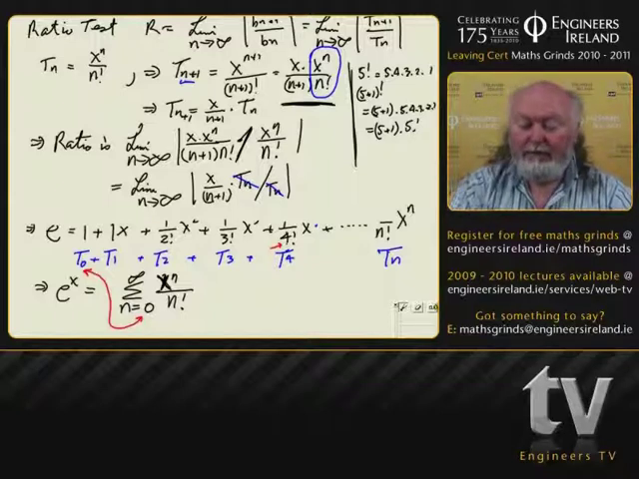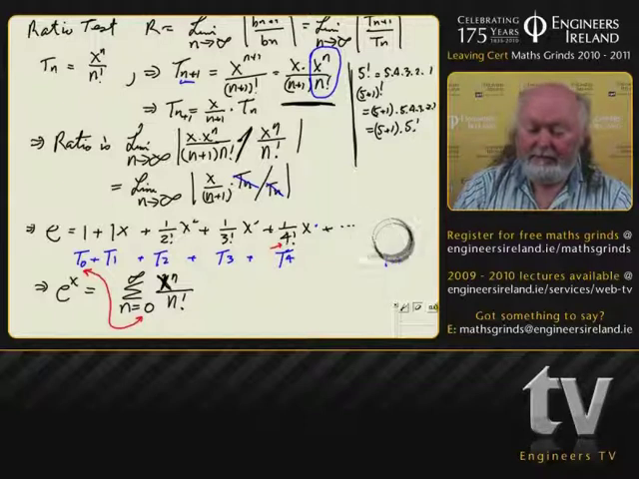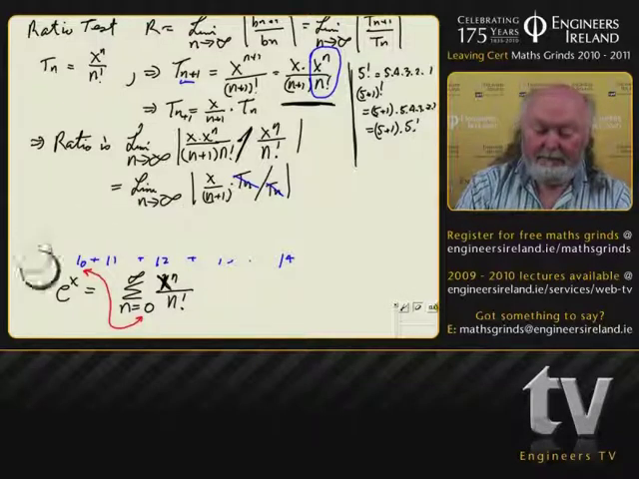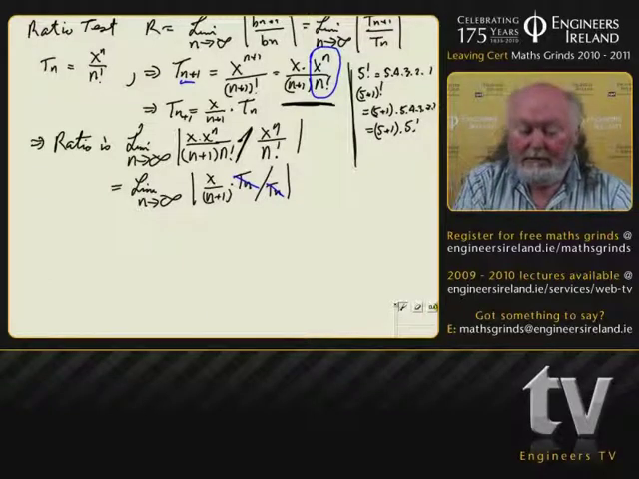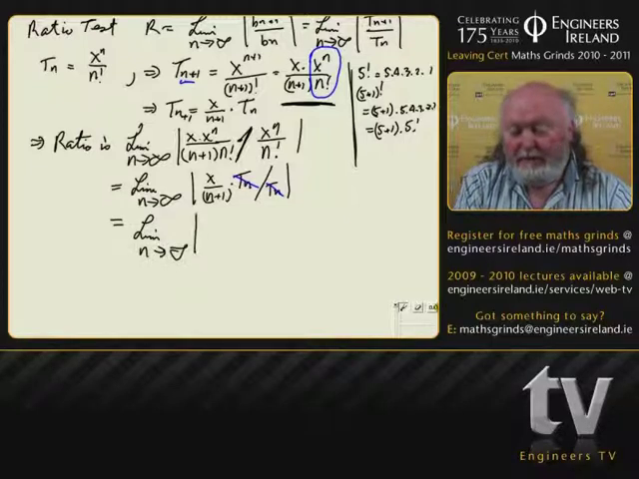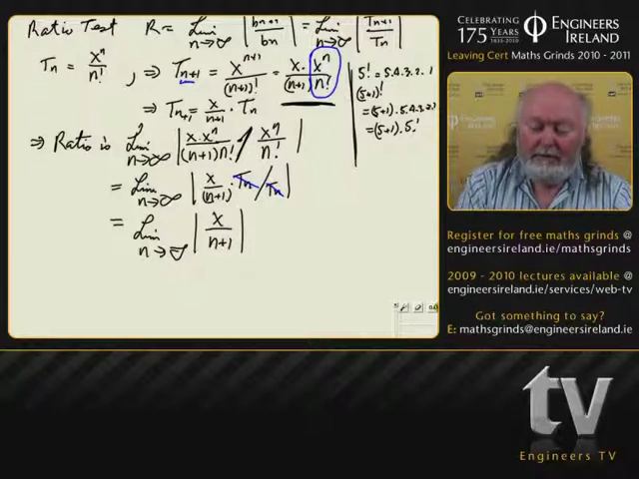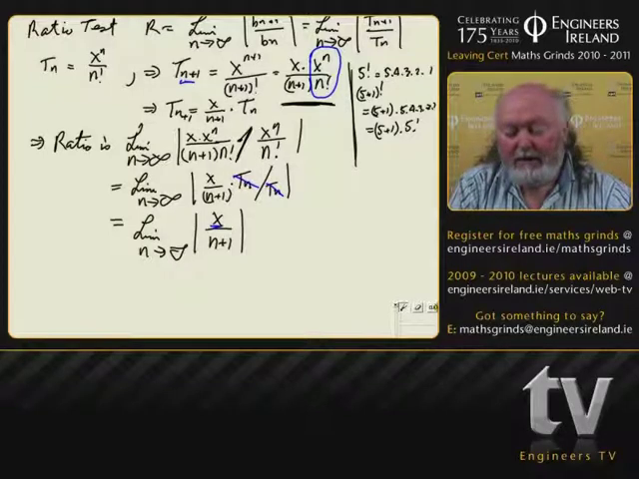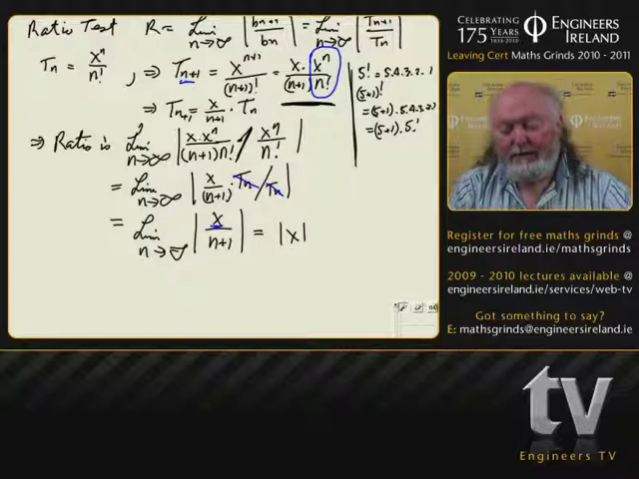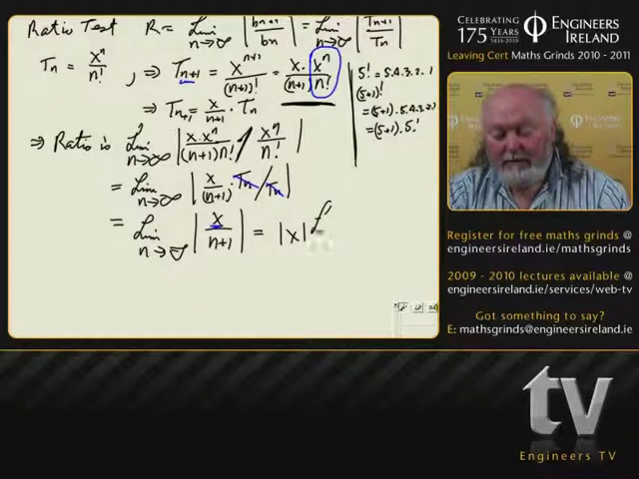And now we're left with the limit as n goes to infinity of x all over n plus 1. The x is not affected by n moving up, but it could be negative. So we have the absolute value of x, and the limit as n goes to infinity.